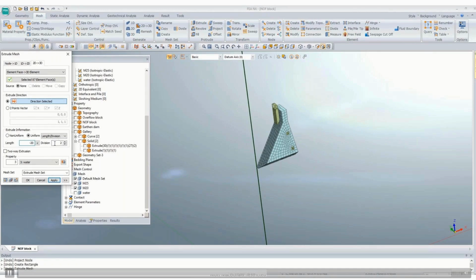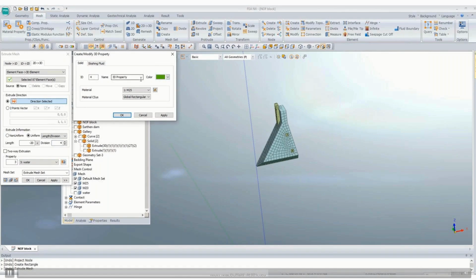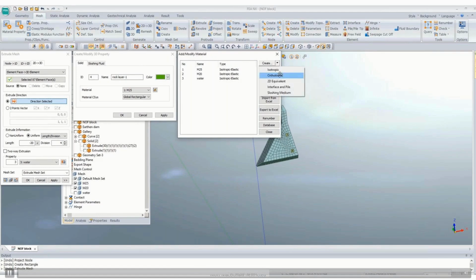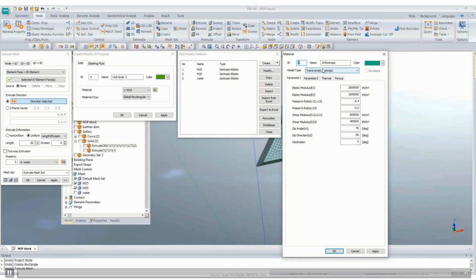The reason is we can have a coarser mesh here, so for the first layer of rock I'll keep 5 meters. Then I have to define the rock properties. I'll name it rock layer 1. Instead of isotropic, I'll choose orthotropic properties. We have various orthotropic models here: jointed rock mass, 2D geogrid, whatever. I'll be using linearly transversely isotropic.